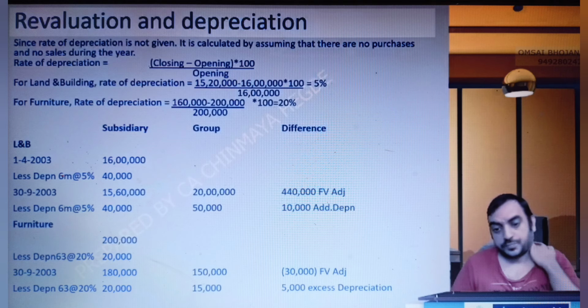Dividend paid out of opening balance, out of pre-acquisition, does not matter. Dividend paid, simply subtract in con-PL, and subtract NCI proportionately. No unrealized profit, you can go for the holding company.